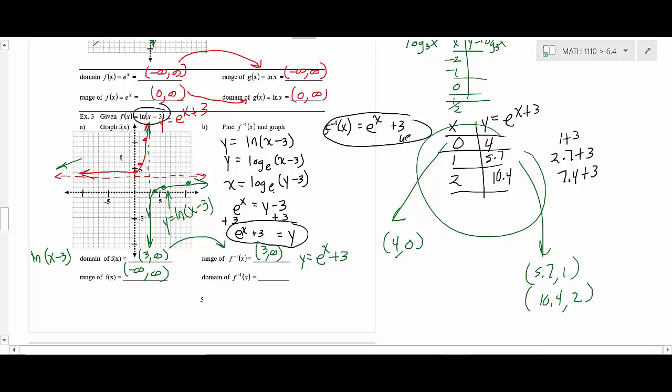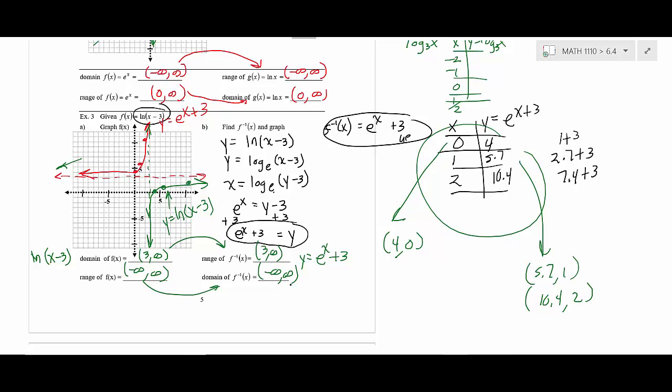And the inverse is the graph in red, so you can tell that's 3 and above. Okay? And then the domain of your inverse is going to become negative infinity to infinity. So if you look at the red graph, basically the domain is all real numbers. Okay? That's a little tricky to do when you're doing graphs of logarithms with transformations.